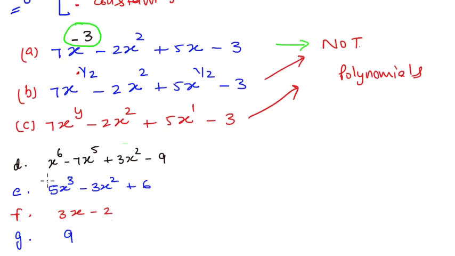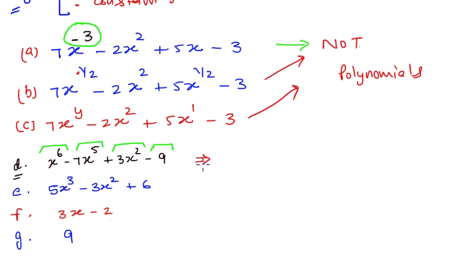What you see here are 4 different examples of polynomials, okay? When we look at example number D, we say that the polynomial in D contains 4 different components. It has the first component x to the power 6, the second component is negative 7 x to the power 5, and then 3x squared and negative 9. So these 4 parts, each part is called a term, right?